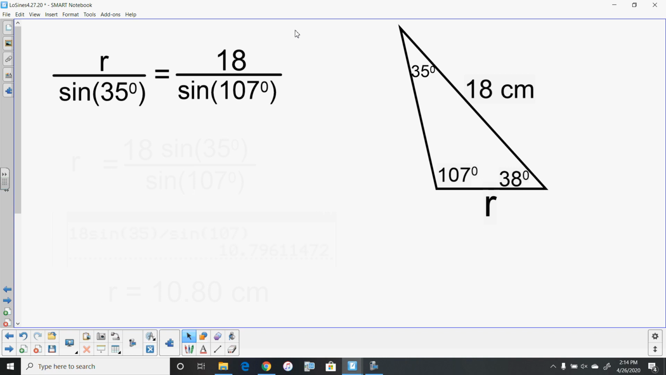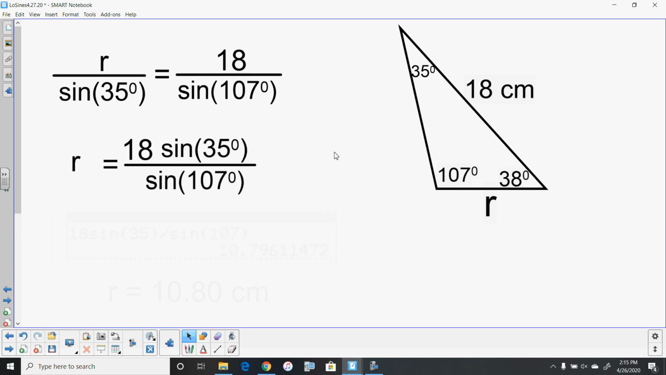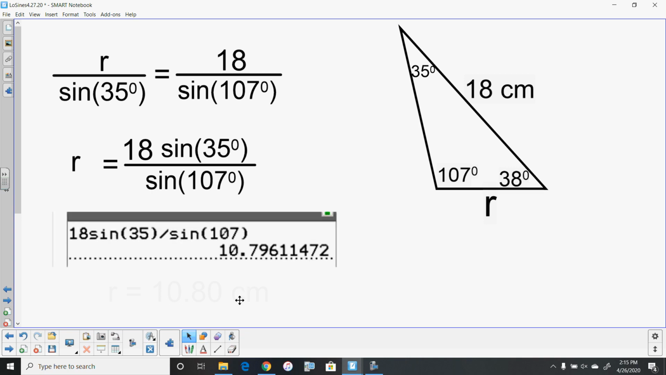I'm solving for side R, so R over sine of the angle across from R equals another known side over sine of the angle across from that known side. Okay? So once I've got this proportion set up, hopefully you're thinking, okay, well, I know what to do from here. R is being divided by sine of 35, so you just have to multiply both sides by sine of 35. And there's our equation. That'll get us R. Here's what it looks like on the calculator. So there's our answer for R.